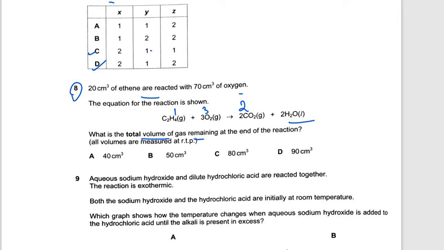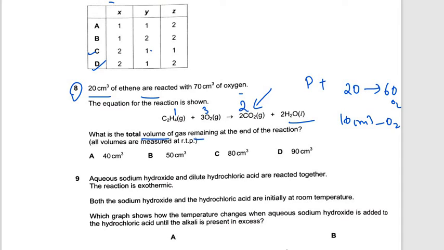So they are asking, at the end of the reaction, how much gas is remaining. So you count the product, plus if some reactant is in excess, you're going to count that down too. If you have 20 cm³ of ethene, it means 60 centimeter cube of oxygen will combine, right? Because the ratio is 1:3, so 20 will give you 60 centimeter cube of oxygen. However, how much have you supplied? 70. So 70 minus 60 means 10 centimeter cube of oxygen remains.